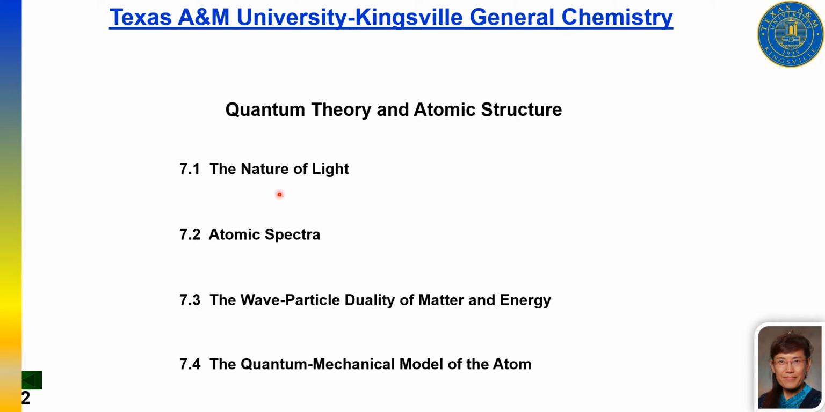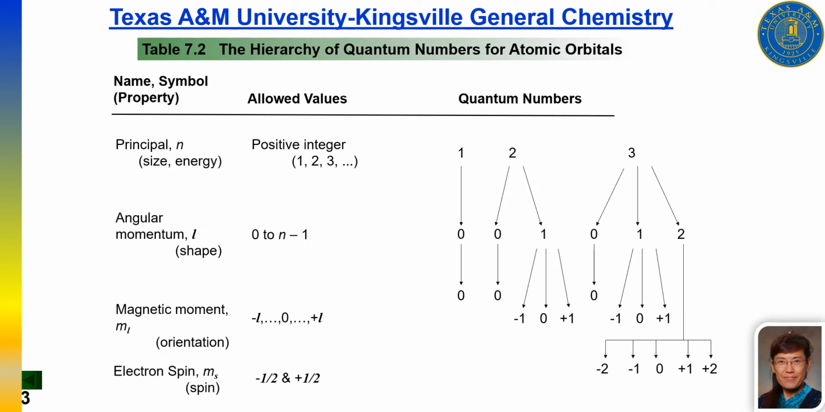Today, we are going to finish Chapter 7 about the quantum theory and atomic structure. We are going to focus more on the quantum numbers and associated orbitals. We are also going to show you 4 different rules to allocate different electrons into the orbitals in your atom. In other words, we are going to focus more on the quantum mechanical model of the atoms.